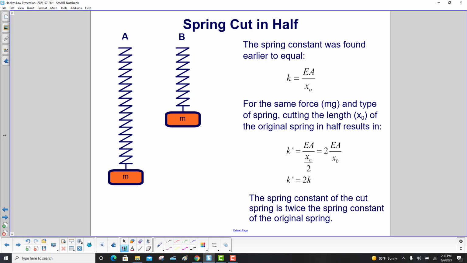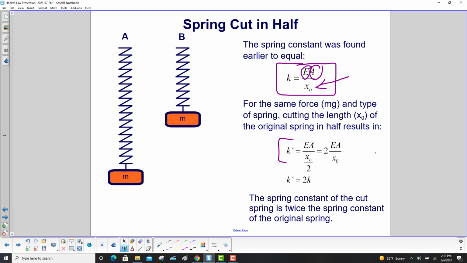A few slides ago, we found that the spring constant equaled EA over x0, where E is Young's modulus and A is the cross-sectional area. For the same force, mg, in this type of spring, cutting the length, which is x0, of the original spring in half results in, and let me just take a second here, Young's modulus is going to be constant, right, because it's the same material. The cross-sectional area A is also the same, because all we're doing is cutting the length. So the only thing k is depending on here is x0.